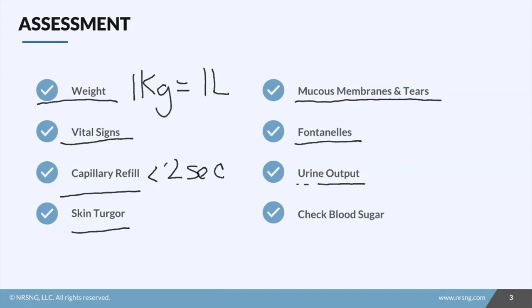Now, the last thing that I have listed here is very, very important. I mentioned before that diabetes and DKA can cause dehydration, so we always have to remember to check a blood sugar. A child who has new onset diabetes may actually present with dehydration and weight loss as their primary symptoms. So it's really, really important to know quickly if that's what's causing this dehydration.